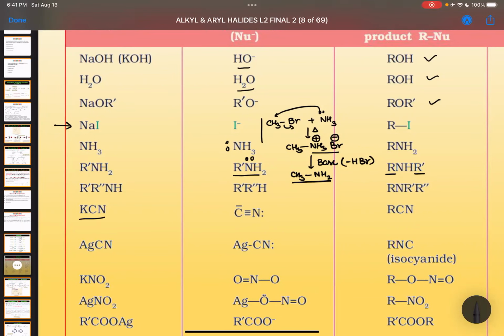If you take KCN, the CN minus will be the nucleophile. Suppose you take CH3Cl and react it with KCN. K plus is just a spectator ion. It is not going to do anything because it already has a noble gas configuration. So CN minus is going to come and attack this carbon. The Cl minus is going to depart as a leaving group. The RCN you will get in this case is CH3CN. Clear? And what happens with AgCN, and why?